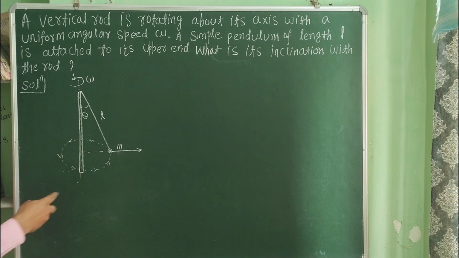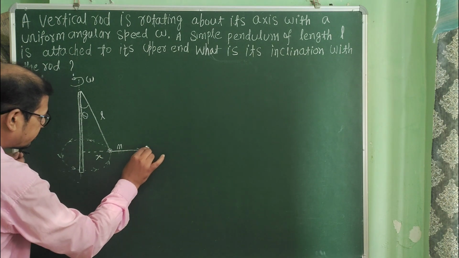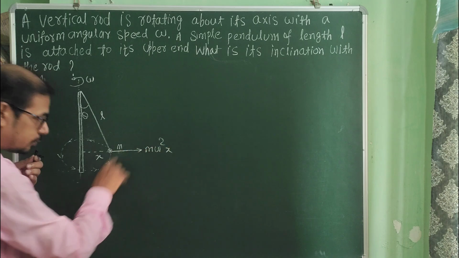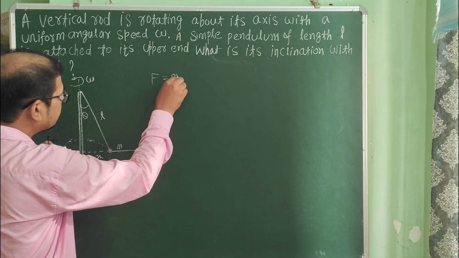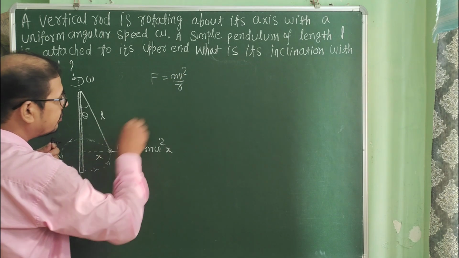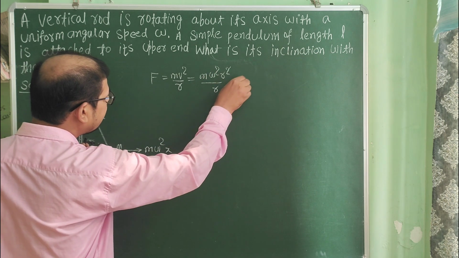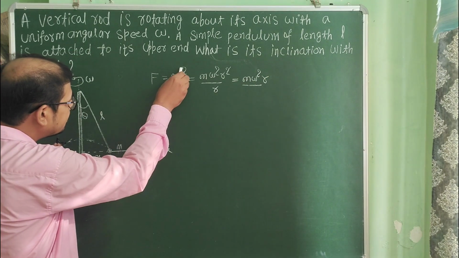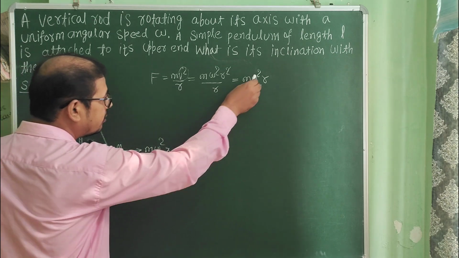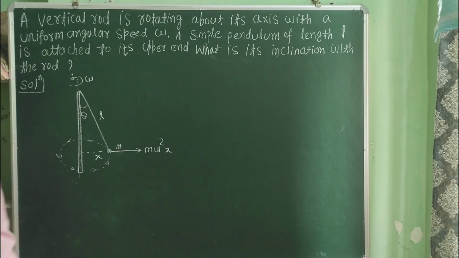Inclination means some angle. Okay, this is the L. Consider this is the x. And this is the pseudo force, m omega square x. This is the pseudo force in the case of circular motion. As we know, F equal to m v square divided by r. This is the centripetal force. Now, m omega square r square divided by r, that is m omega square r. This is the centrifugal force. In centripetal force, we use v, and in the case of centrifugal force, we consider omega, because the frame is rotated with omega. So this is a very simple and very basic concept.